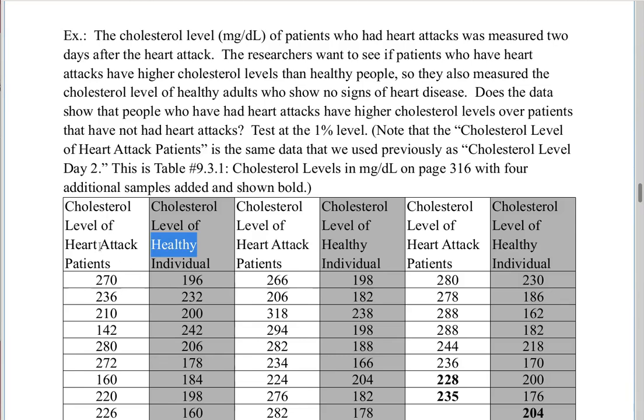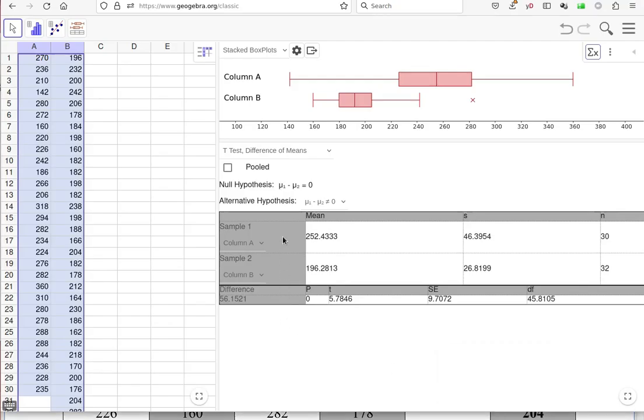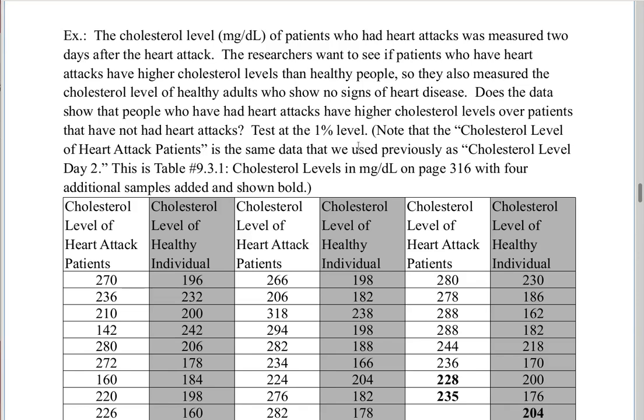Remember that left column, the data that ended up in column A, is for the heart attack patients, so the average for that would be mu sub 1. And then the healthy individuals, that's the second column B, the average of that would be mu sub 2. So when we look at this, we're now asked for the alternative hypothesis. Remember that the first population were the heart attack patients.